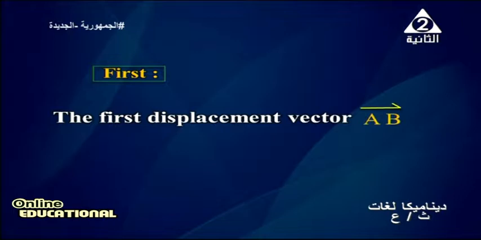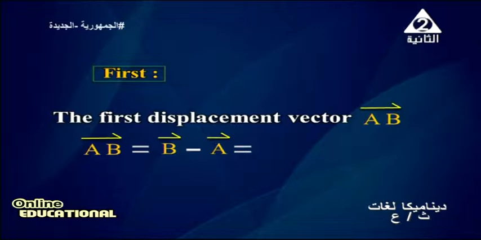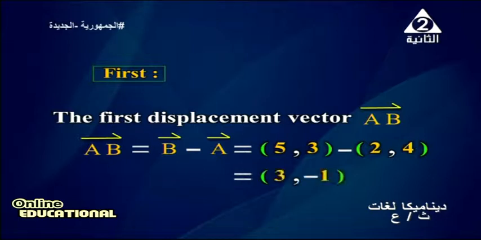First, what is the first displacement vector? Yes, the first displacement vector is vector AB. Then AB equals vector B minus vector A. Vector B minus vector A equals (5, 3) minus (2, 4). Then the first displacement AB equals the ordered pair (3, negative 1).